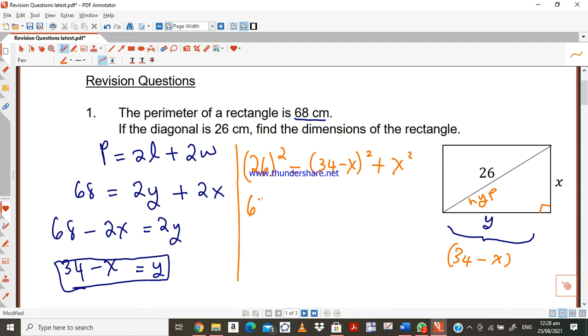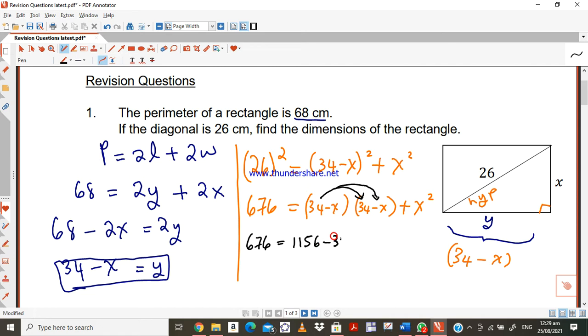So this is going to be 676. And when you multiply out this bracket, remember it's the same bracket times the same bracket. So here you have got 34 minus x, here you got 34 minus x. Right, so from here, it just means that you have to do a little bit of work. 34 times 34, well, that is going to be nothing but 1156. And then 34 times negative x is negative 34x, and negative x times 34 is again another negative 34x. And negative times negative, very careful, gives you a positive x squared. And then you bring down the other one that's there.